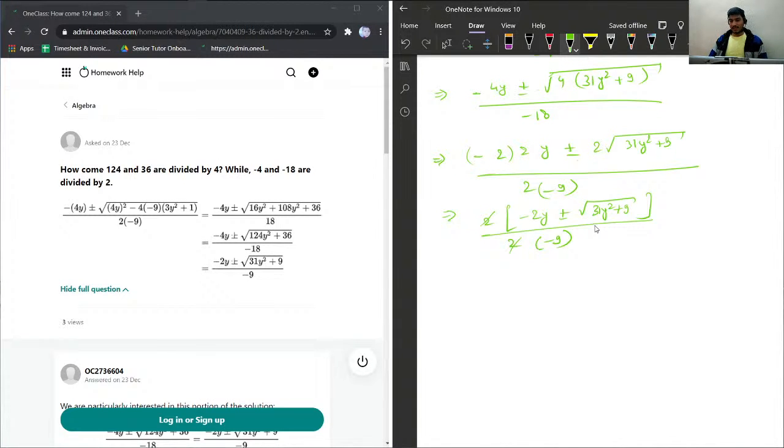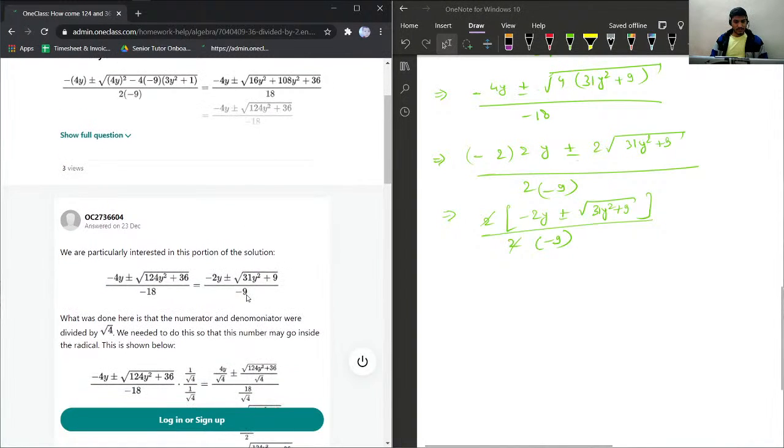So therefore we need to remove as many numbers as we can. We need to simplify as much as we can. This 124 and 36 was in the square root, so therefore we divided it by 4. That 4 will come out of the square root and become 2, and that 2 can be easily factorized or cancelled with other terms.